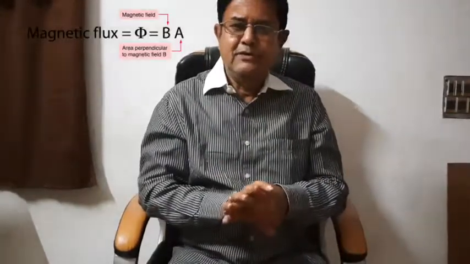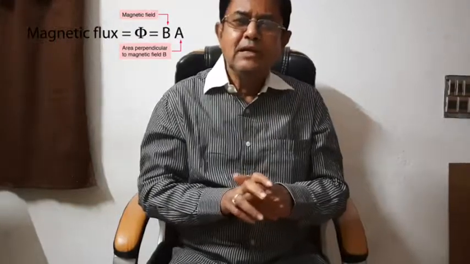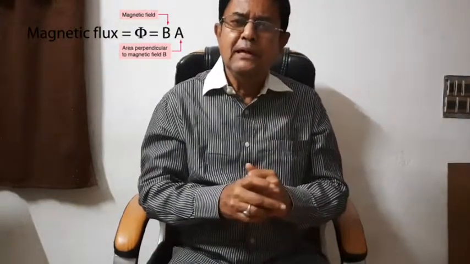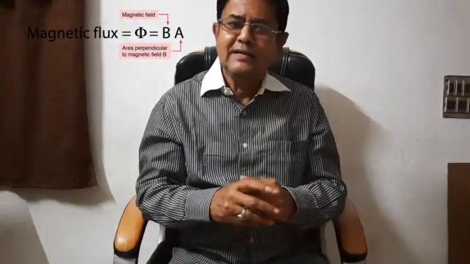Here two things are involved. The magnetic field intersects the area in any orientation. So phi B is equal to B dot A. It is a scalar quantity, the scalar product of two vectors.